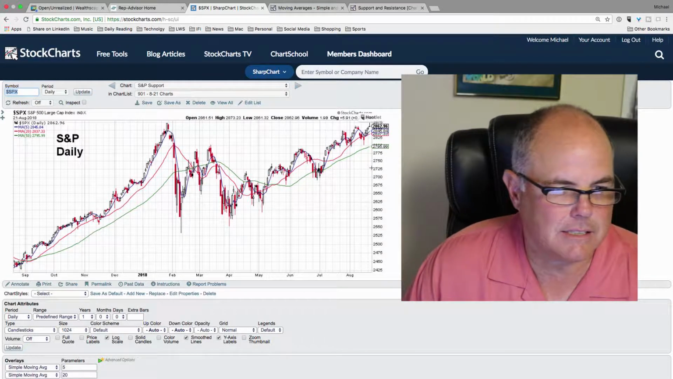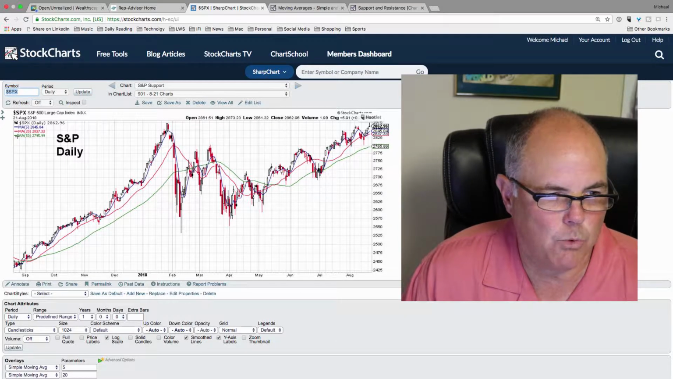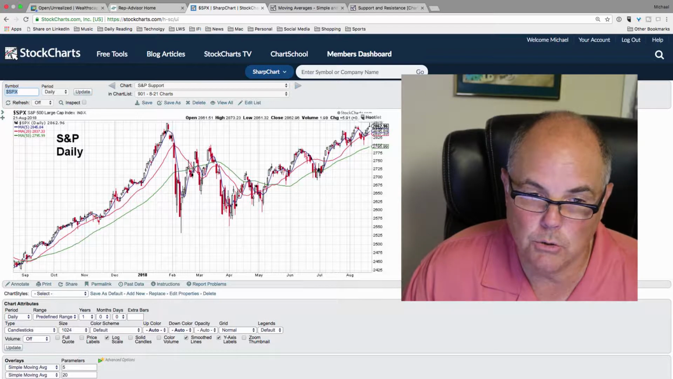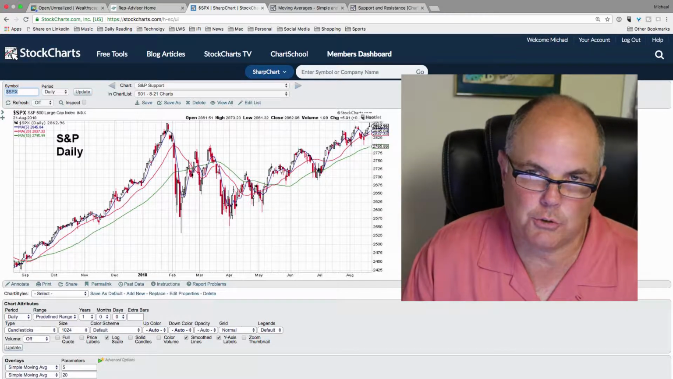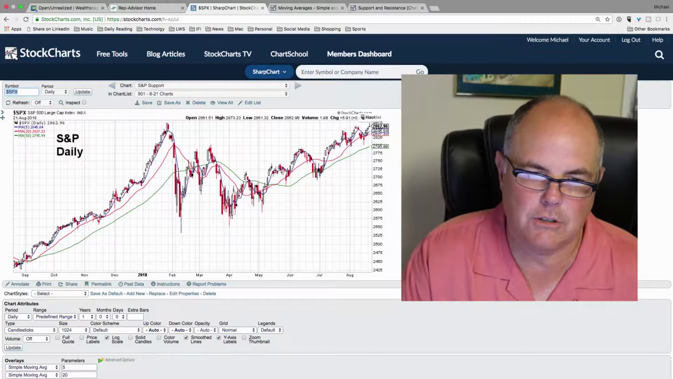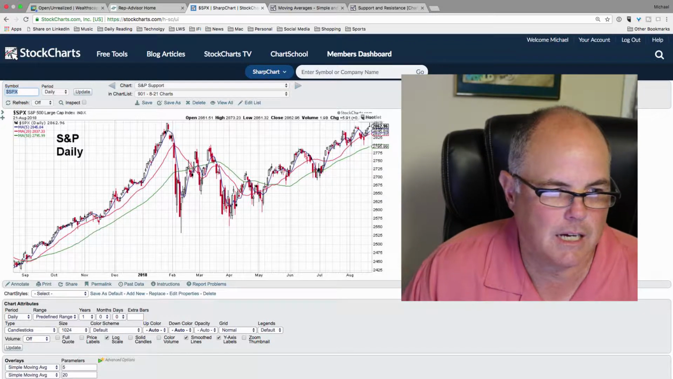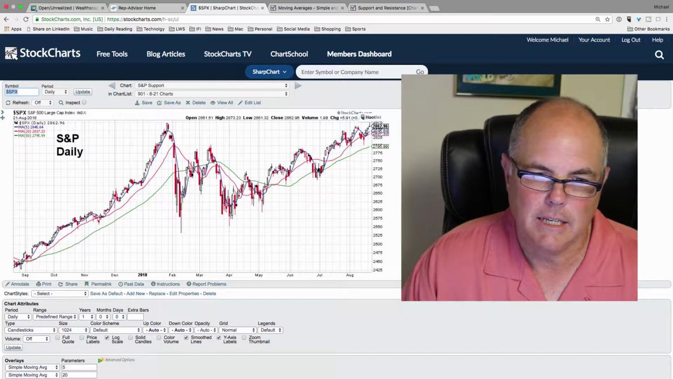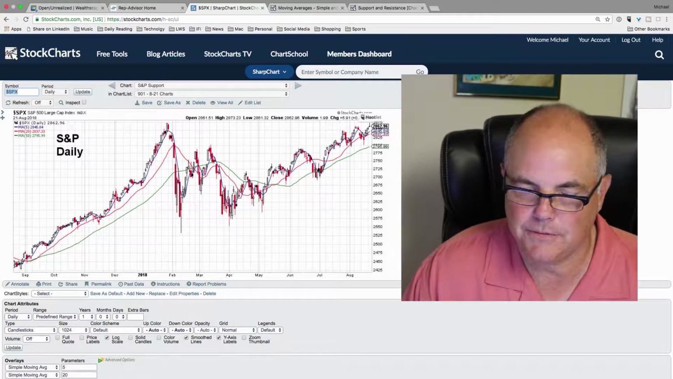As I look at this, I see a couple things, right? So one, there's your 5, 20, and 50. 5 is blue, so it tells us the short-term trend, which we're going to see also in our MACD and RSI. The 20-day is the red and green is 50.